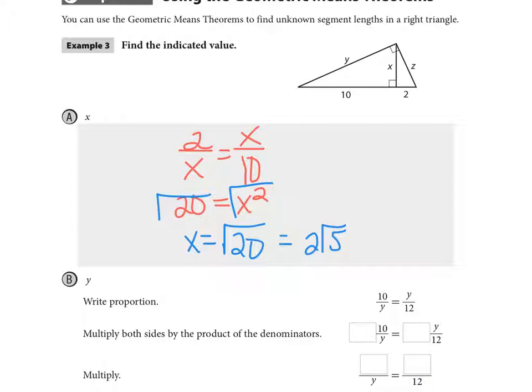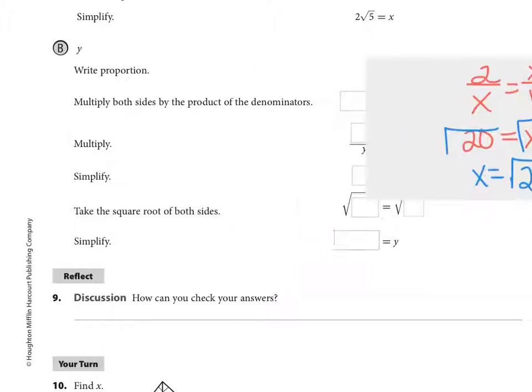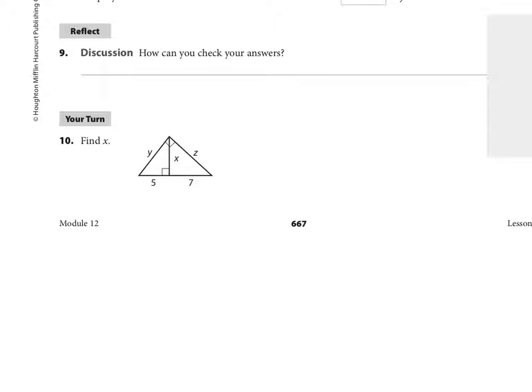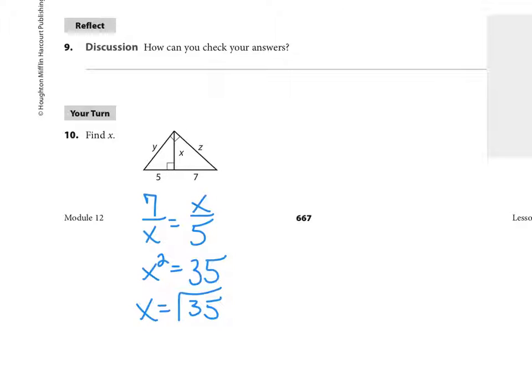All right, now I want you to look at the bottom of this page at number 10. Can you find x? I want you to do this and then check back, see if your answer is right. Okay, you should have set it up as 7 is to x, as x is to 5, x squared equals 35, and the square root of 35 is your final answer.